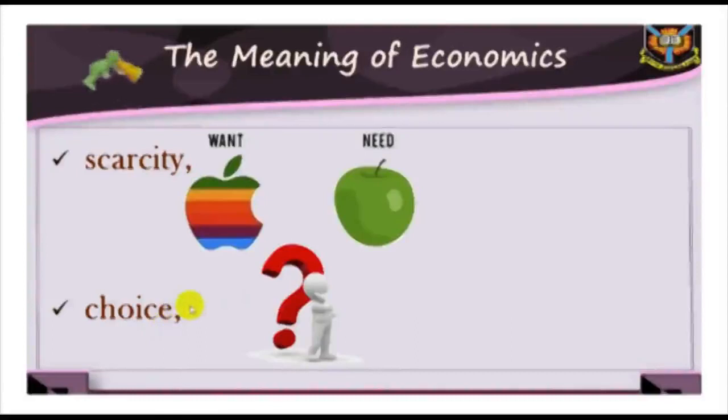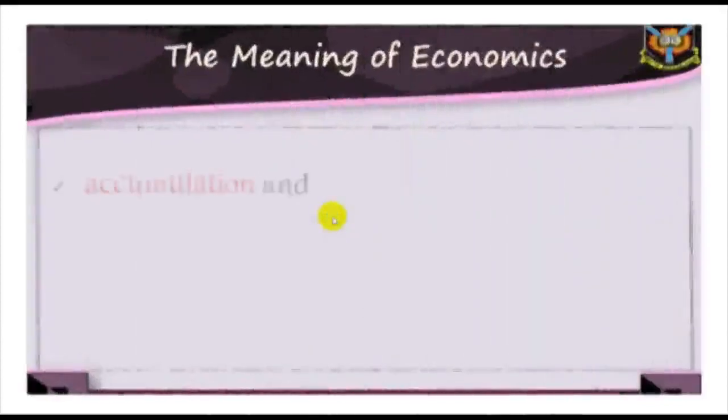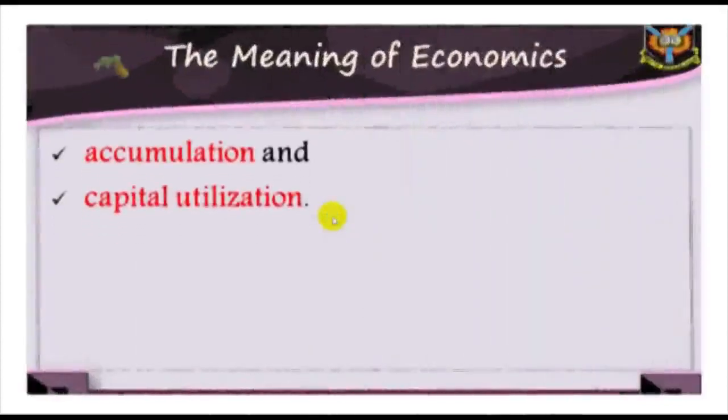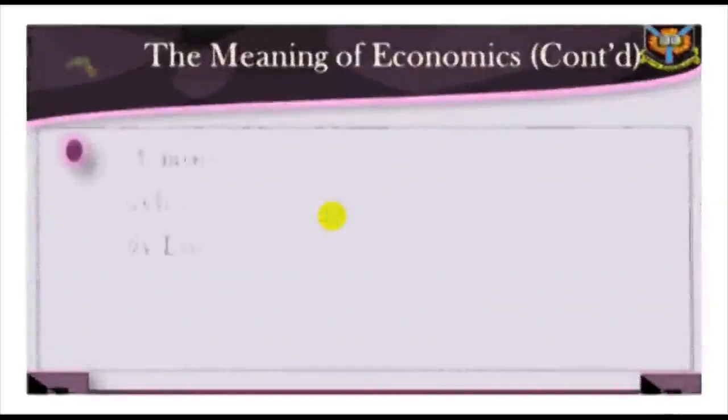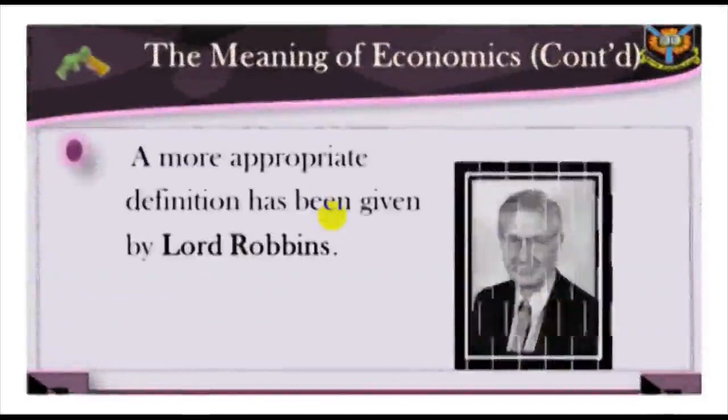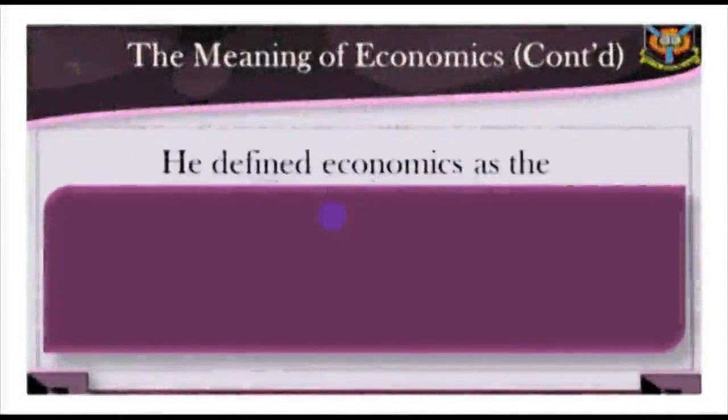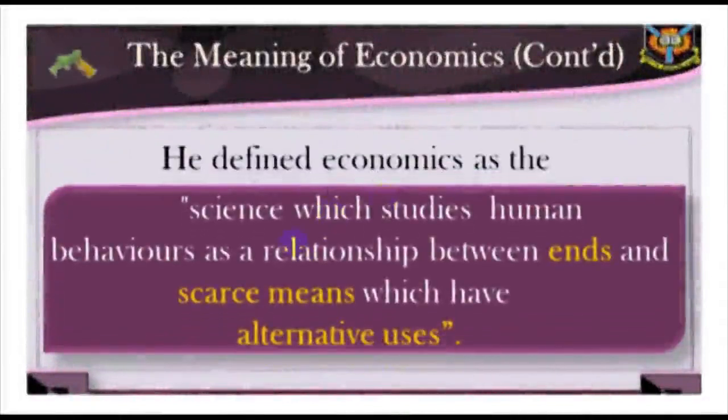Although these definitions, one way or the other, deal with some aspect of the subject matter, they however leave out the central problems, which are scarcity, choice, accumulation, and capital utilization. A more appropriate definition has been given by Lord Robbins. It defined economics as a science which studies human behavior as a relationship between ends and scarce means which have alternative uses.